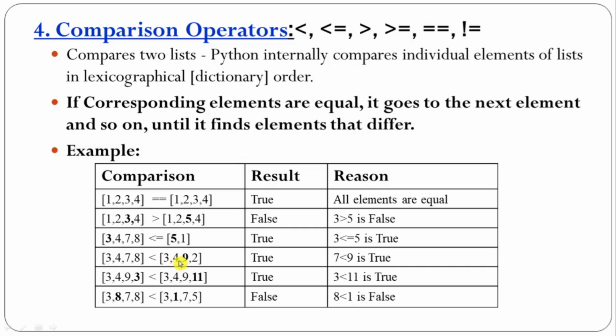In both lists, the first two items are equal, and the third items are 7 and 9. So the comparison will work. 7 less than 9 is true, so it returns true.